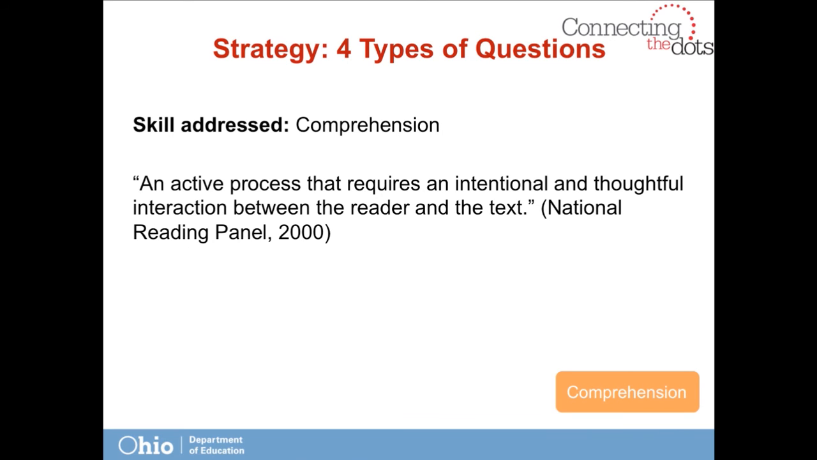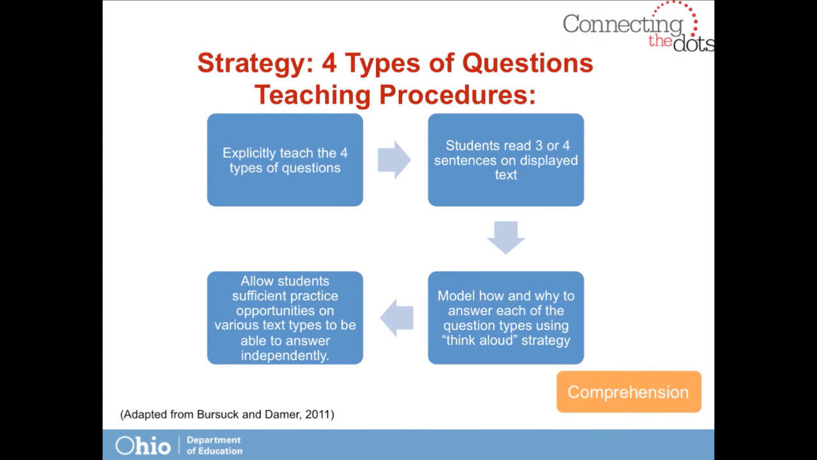The next strategy we will address is the 4 types of questions and focuses on comprehension, which is the ultimate goal of reading. As we are aware, Ohio's learning standards for English language arts and literacy emphasize literal and inferential levels of understanding for both literature and informational texts. There is also emphasis on students accessing grade-level text and on complexity of text. Read the 4 steps of the 4 types of questions teaching procedure here.